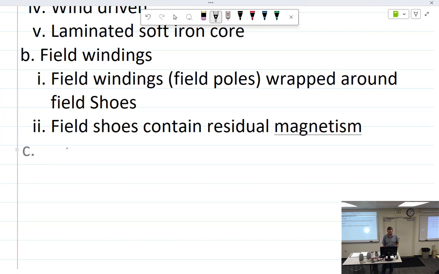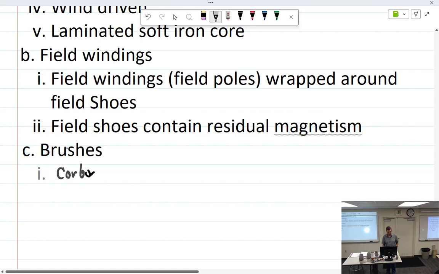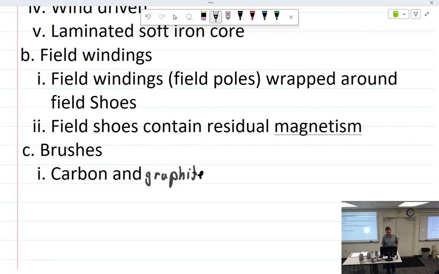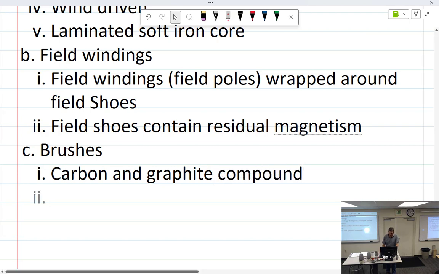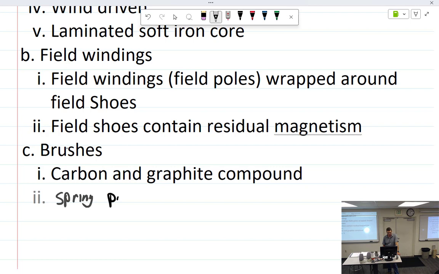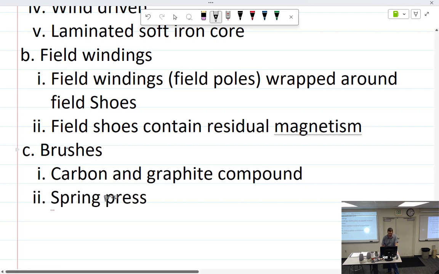And then we got the brushes. They are carbon and graphite compounds. They are spring-loaded to apply pressure.